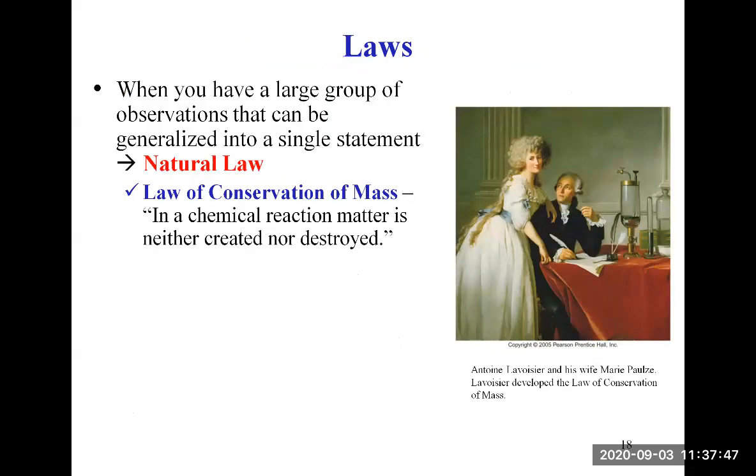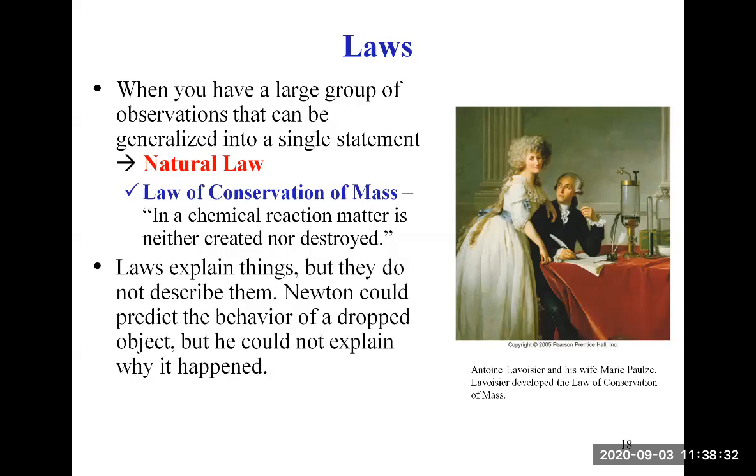Next, when you have a large group of observations and you see a pattern in them, you can generalize them into a single statement, and we call that a natural law. For example, Antoine Lavoisier, a French chemist, developed the law of conservation of mass, which says that in a chemical reaction, matter is neither created nor destroyed. This law is still valid nowadays. It was established maybe two centuries ago, so this is still a valid law.